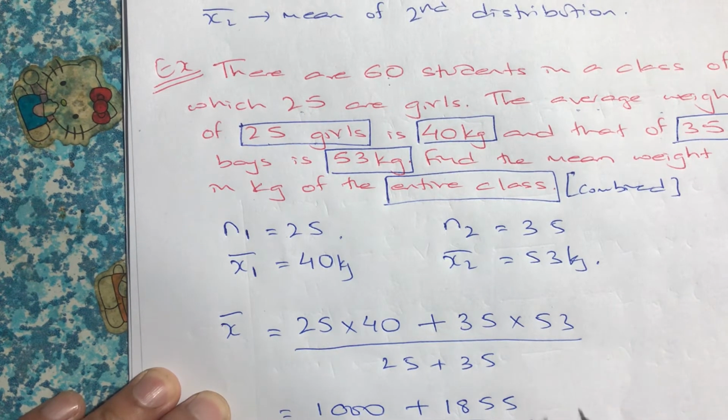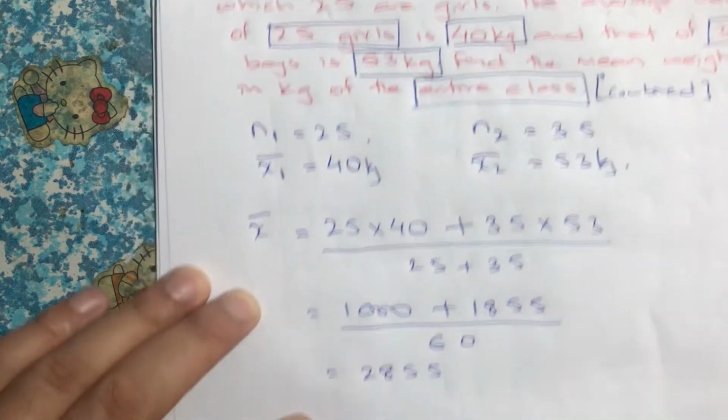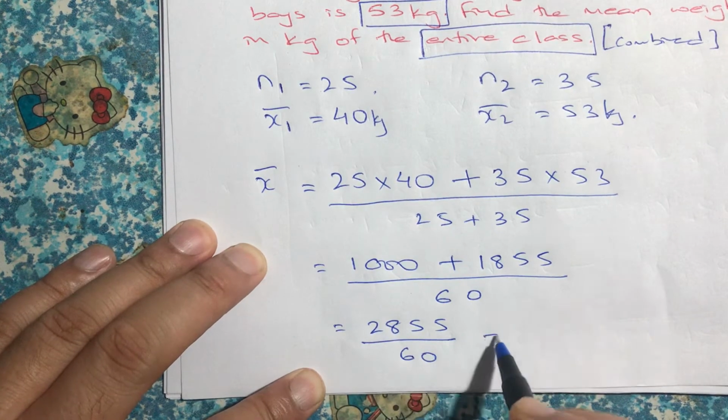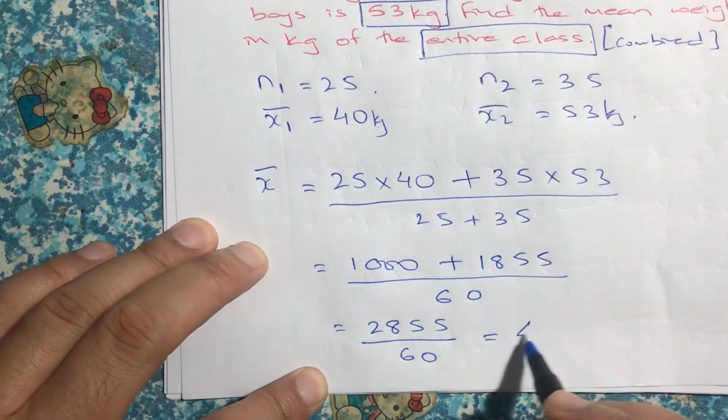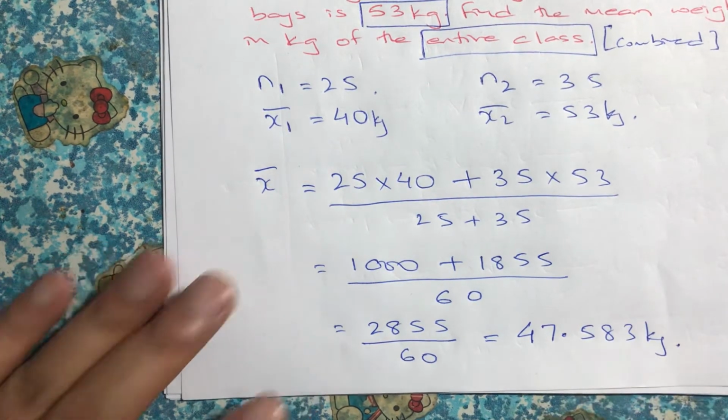And then when I add them, you get 2855 divided by 60. And then when I divide this, you can use a calculator, we get 47.583 kg. That's the mean weight.